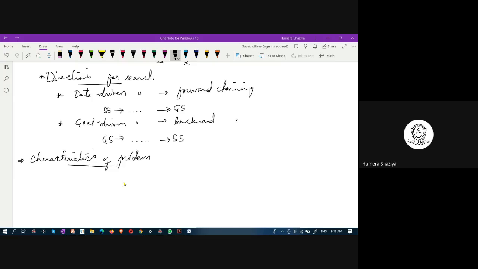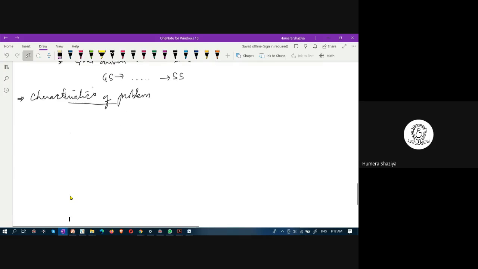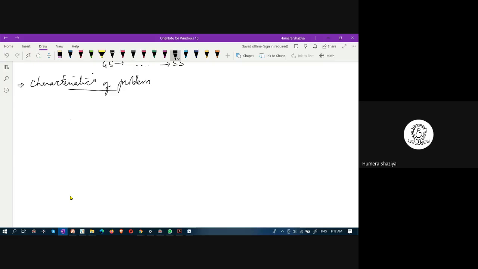Do you think there are different properties? Basically, here, as per the suggested book, the problem types mentioned are three. The first type of problem is ignorable. The second type of problem is recoverable, and the third one is irrecoverable.